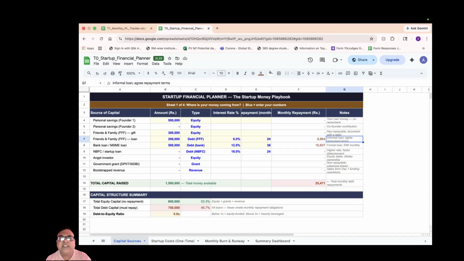Okay. This is an informal kind of loan. The agreements are maybe just oral and on good terms. That's it. Okay. Let's have a formal loan.